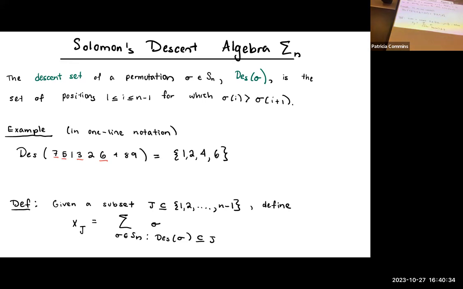And you can think about creating some abstract linear combinations of them. So thinking within the group algebra, you can think about summing all the permutations whose descent set is within a particular set J, and call that X_J.